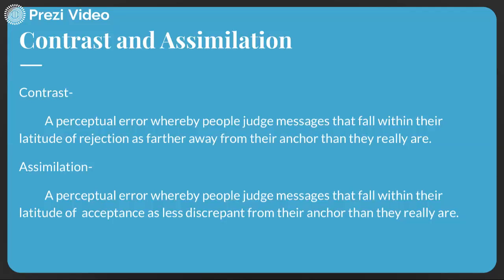Two other things that play a role in social judgment theory are contrast and assimilation. Contrast is a perceptual error where people judge messages that fall within their latitude of rejection as further away from their anchor than they really are. And assimilation is a perceptual error where people judge messages that fall within their latitude of acceptance as less discrepant from their anchor than they really are.